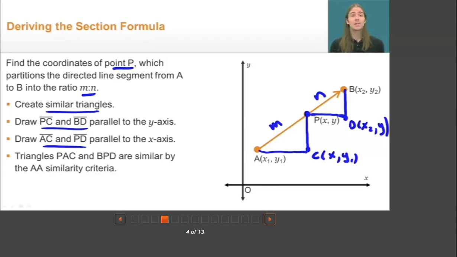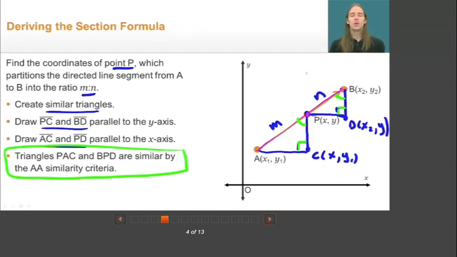Since the x and y axes are perpendicular to each other, and these line segments are drawn parallel to the x and y axes, I know that these are right angles. And therefore, I have two right triangles. Furthermore, I notice that the directed line segment AB is a transversal of the parallel line segments PC and BD. If we remember what we know about transversals, then I can say that these are corresponding angles and therefore they're congruent. And now when I investigate these two triangles, I see that I have angle-angle similarity, and therefore the triangles are similar.